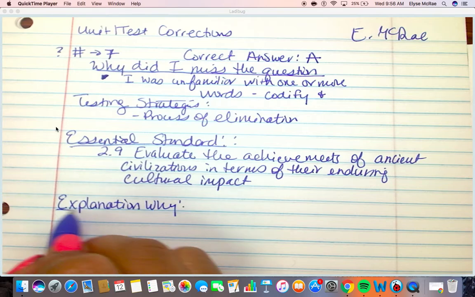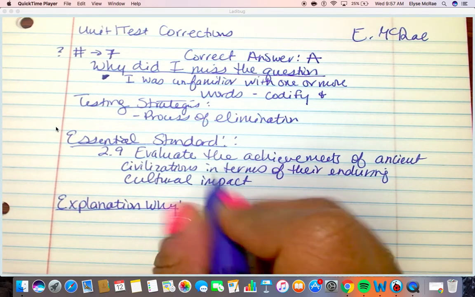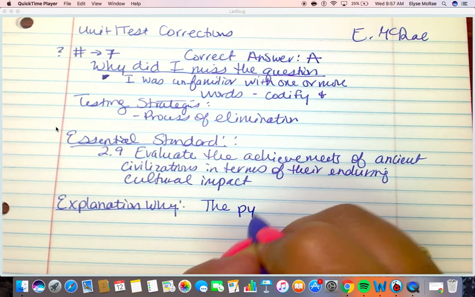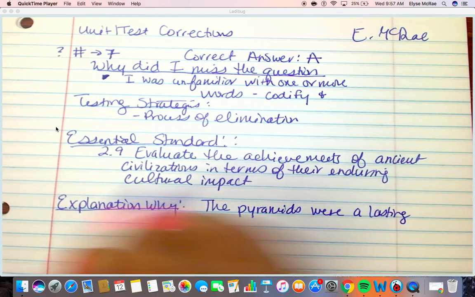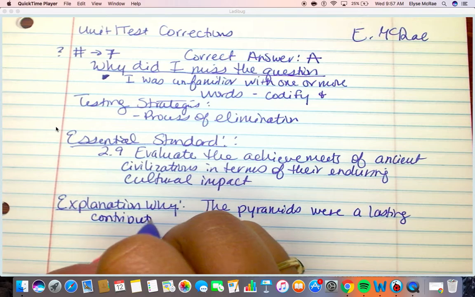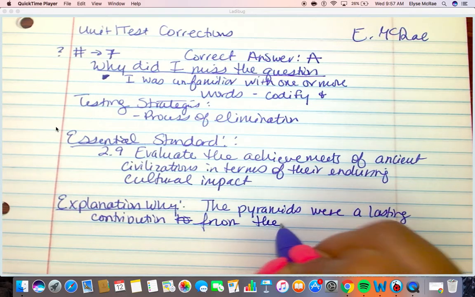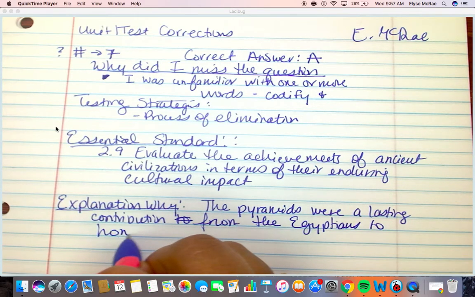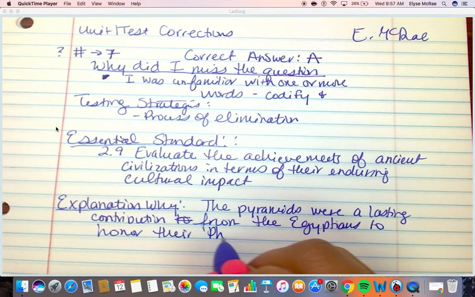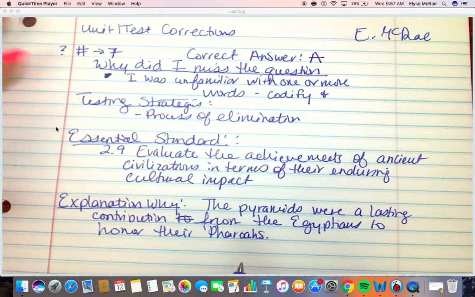This can be one sentence. It doesn't need to be a paragraph, but also if you don't do this sentence, I will not count your test corrections. So I know that I missed a question about the pyramids, and so I'm going to say that the pyramids were a lasting contribution from the Egyptians to honor their pharaohs. All right, you just keep it real simple and basic, but this is the process that you're going to do for each test correction, okay?